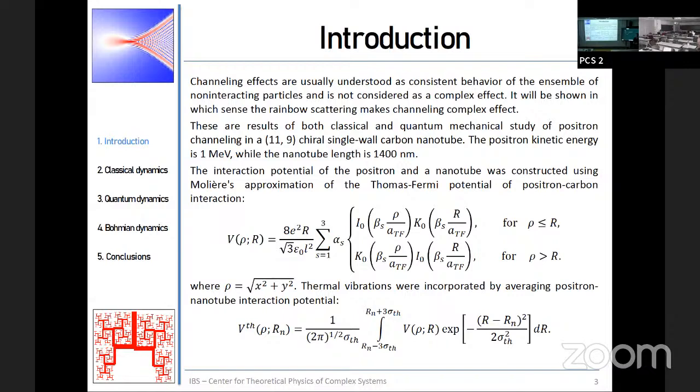Yes, exactly. Because we don't consider infinitely long nanotubes, you see, it is 1,400 nanometers long. So when you transmit through such a nanotube with mega electron volt energy, the transmission time is very, very short. So the electric response of the nanotube electrons will be perturbed in reality, but since flight time is very small, you can neglect this direct response on the positron. You see, it is a completely different method if you want to study what happens with the nanotube afterwards. But this is a channeling experiment.